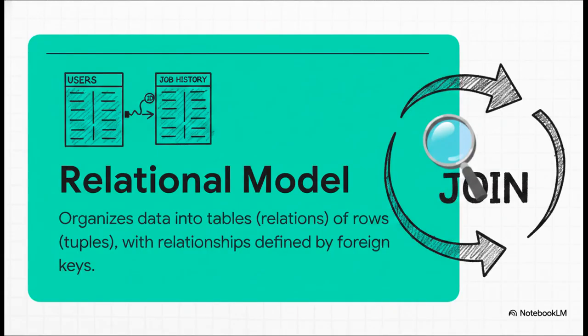So on the surface, it's pretty straightforward. You organize all your data into tables, which are really just collections of rows. And to connect, say, a user to their job history, you use a foreign key. It's just an ID that links one table to another. And when you need to see everything at once, you just tell the database to join them back up.